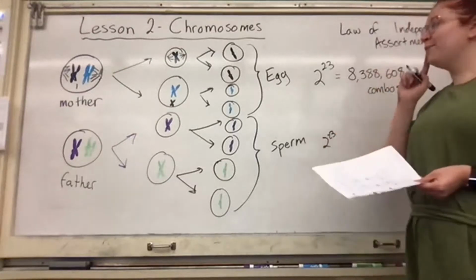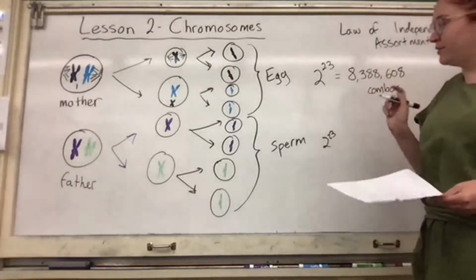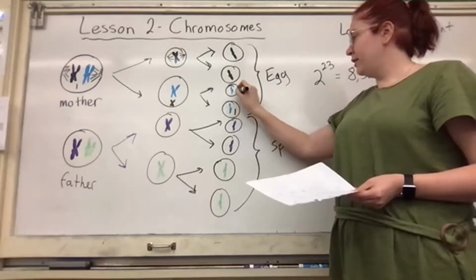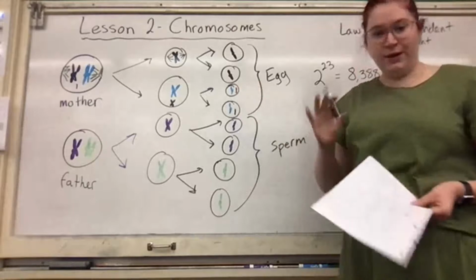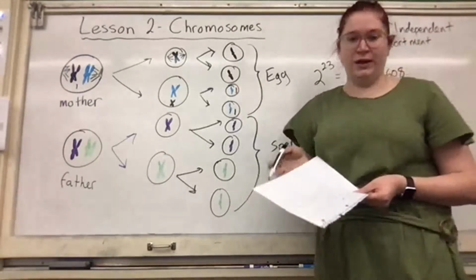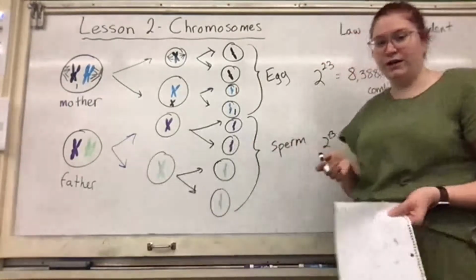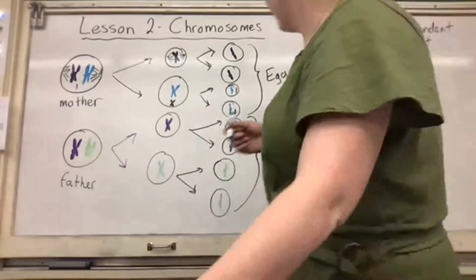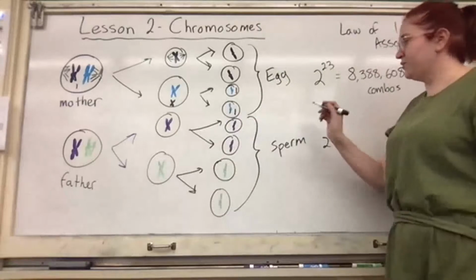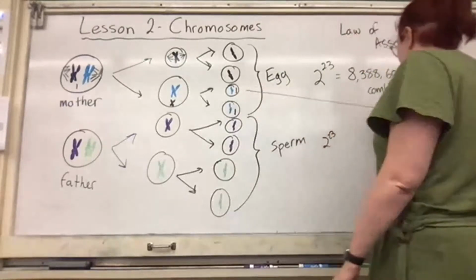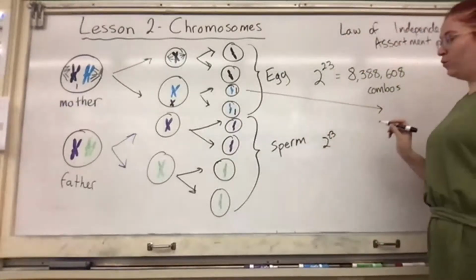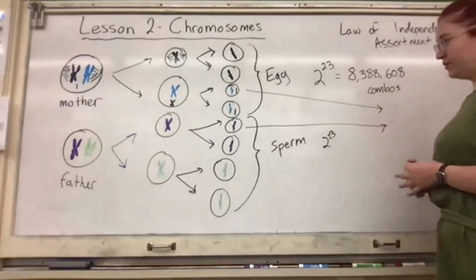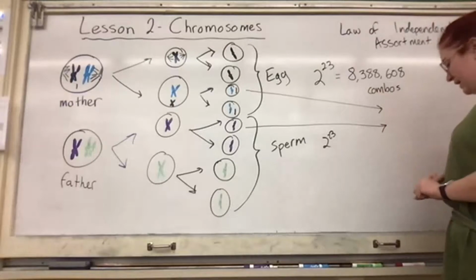So what happens here, because of this law of independent assortment, is that you can end up with any different combination of your grandparents' chromosomes. And you're going to do an activity after this video that will show you that. So you are going to end up with one of these eggs from your mother. It's just chance which one. And one of these sperm from your father. Okay, the sperm will fertilize the egg.